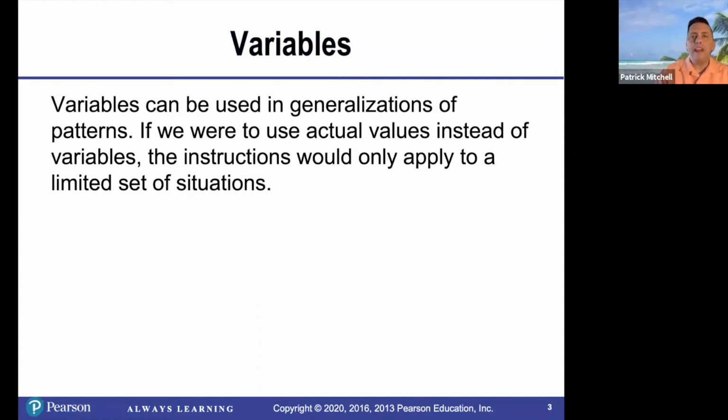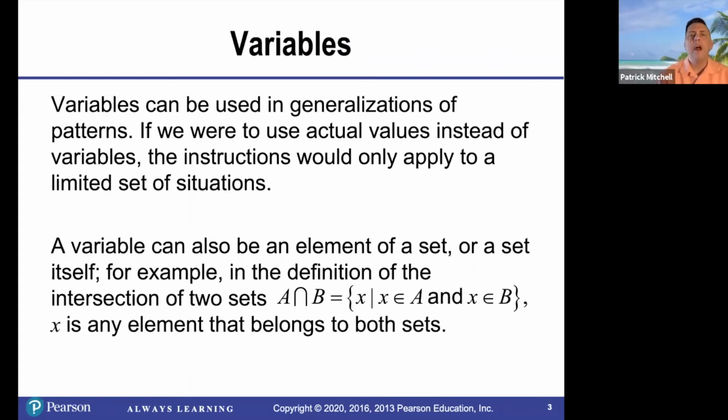Variables can be used in generalizations of patterns. If we were to use actual values instead of variables, the instructions would only apply to a limited set of situations. A variable can also be an element of a set or a set itself. For example, in the definition of the intersection of two sets, A intersect B equals the set of all x such that x is an element of A and an element of B. So in this case, x is any element that belongs to both sets.